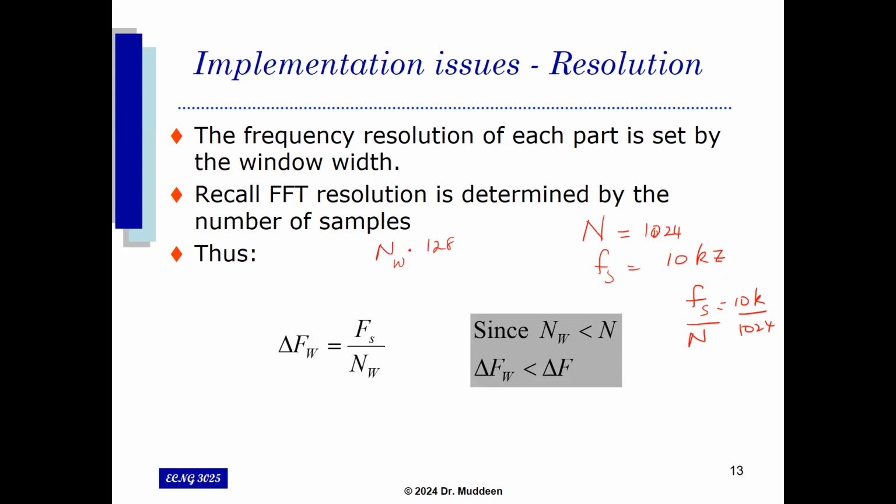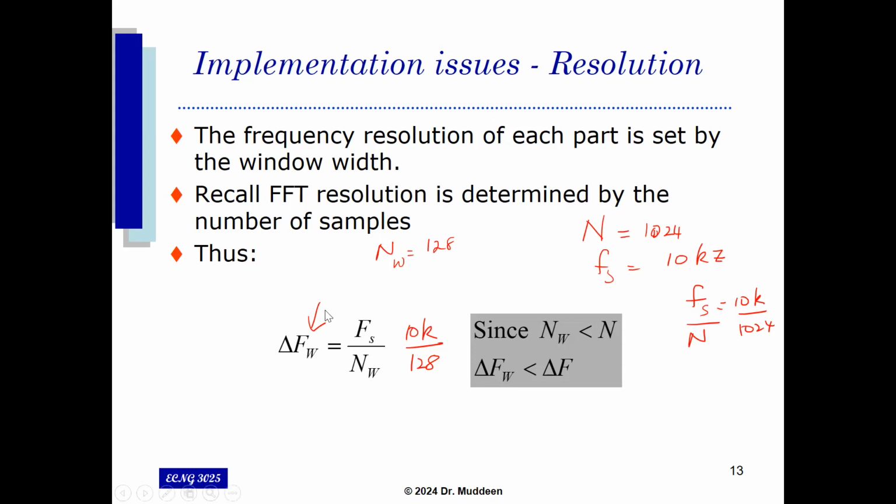So if NW is 128, then the resolution of the FFT for that particular window is now Fs, the same 10 kilohertz, over 128. Right? So the resolution is less. All right? Bear that in mind. By taking the non-stationary signal and breaking it up into smaller bits, because my sampling frequency is unchanged, I am now reducing my resolution. So it is less than it was originally. Everybody following that?